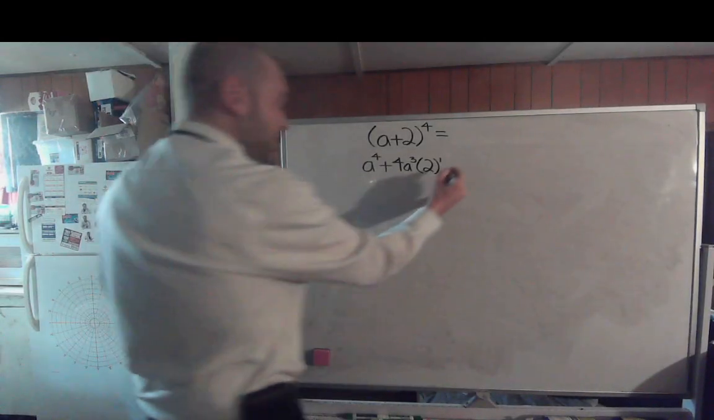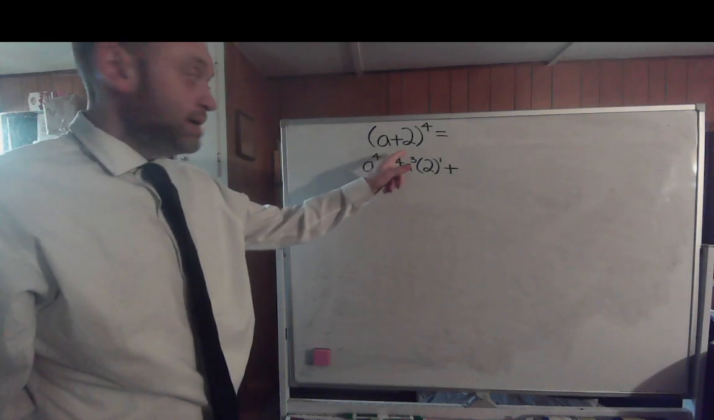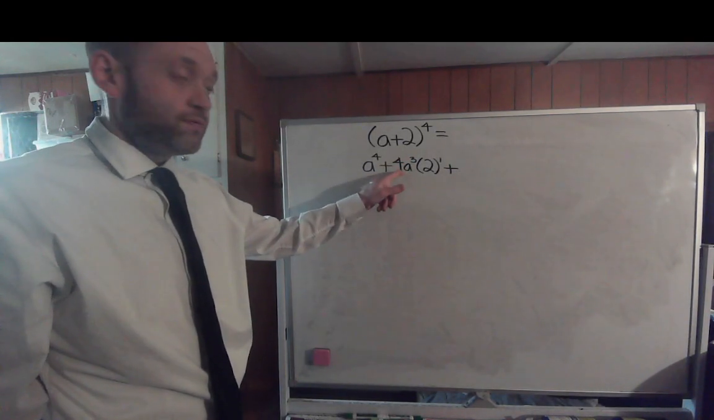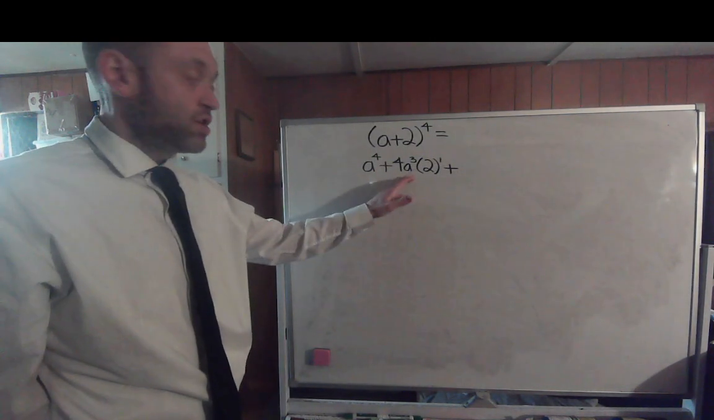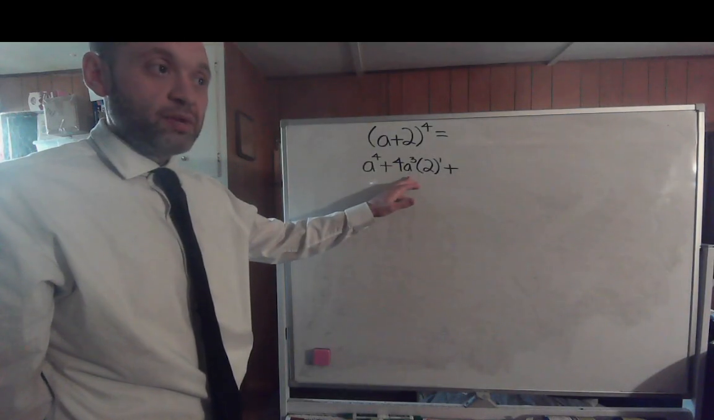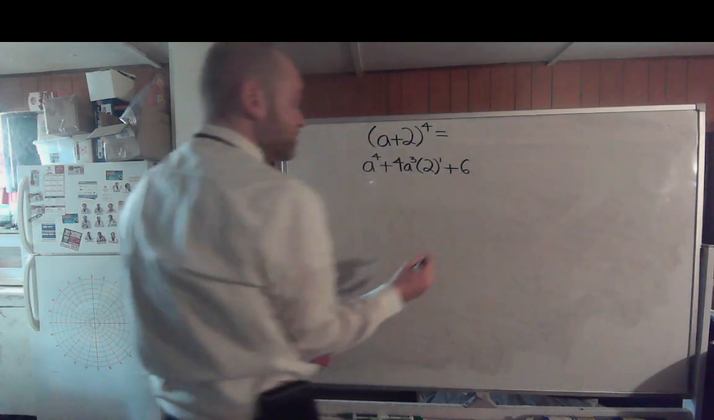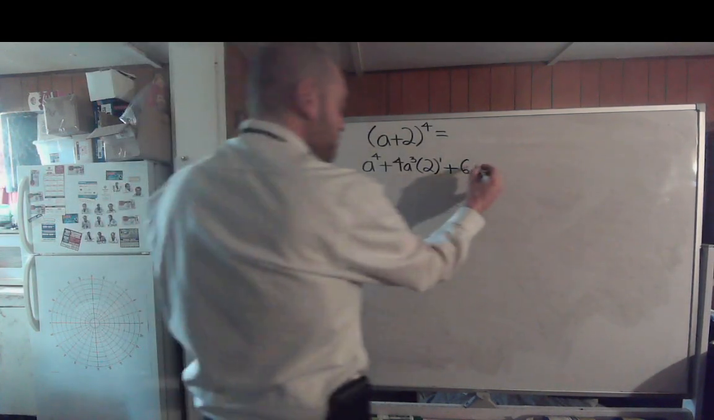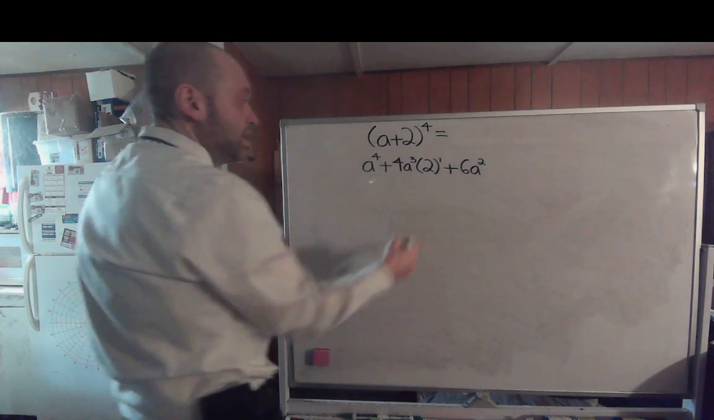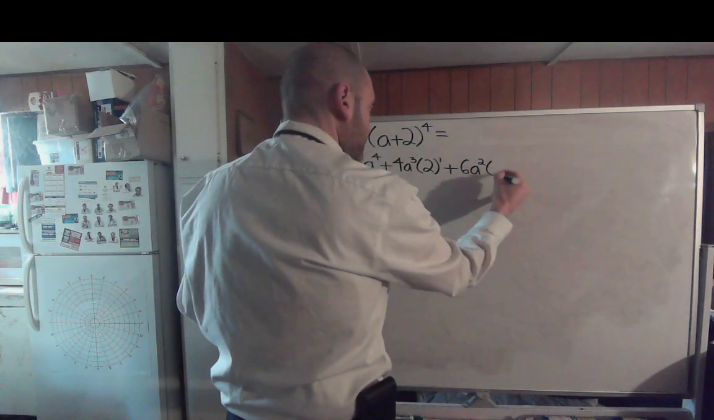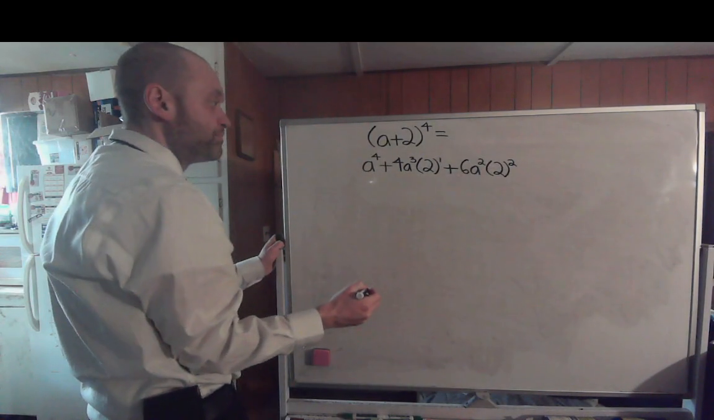Now to get your very next term, you're going to bring down that power of 3, multiply it by the coefficient of 4. So 3 times 4 is 12, then divide by the current term you're on. Well, 12 divided by 2 is 6. So you should get 6 for the coefficient on your next term. You'll lower that a 1 more degree, which would be a to the 2nd. And then you'll raise your 2 1 more degree. So this would be 6a to the 2nd times 2 to the 2nd.